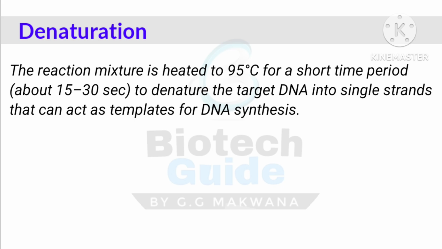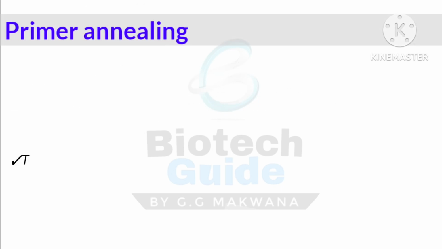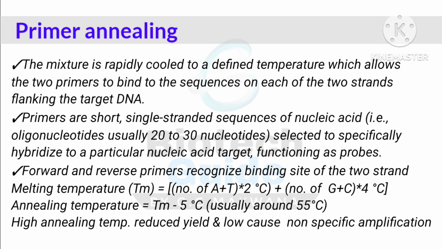These are important points. Then primer annealing. The mixture is rapidly cooled to a defined temperature, which allows the two primers to bind to the sequence on each of the two strands flanking the target DNA. Flanking means on the sides. So the mixture is rapidly cooled, 95 to 55, which allows primer binding. The two primers, forward and reverse, bind at the target DNA site.